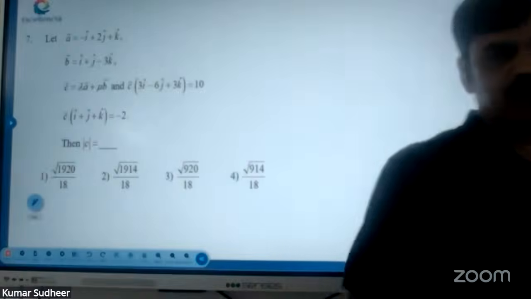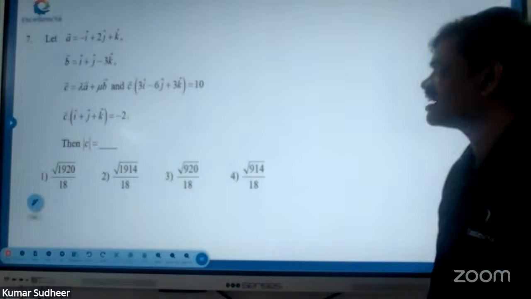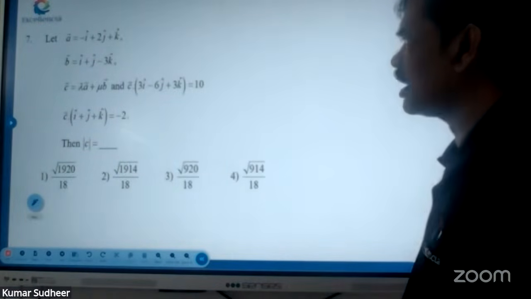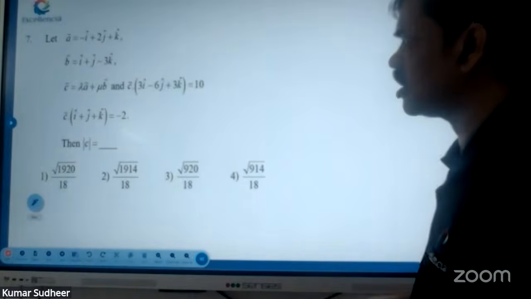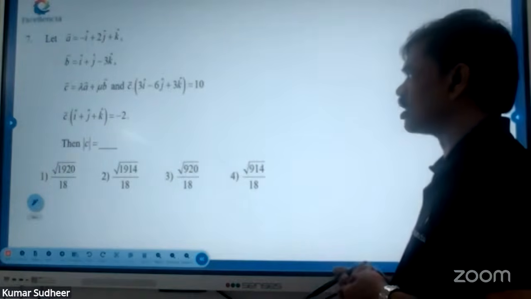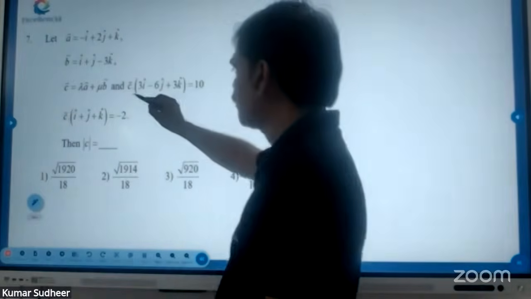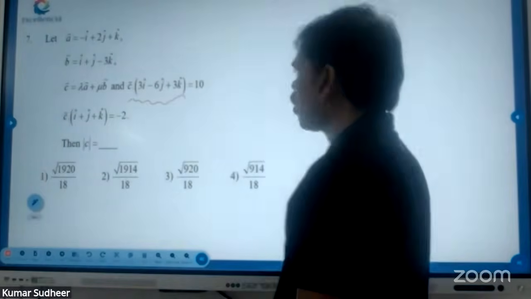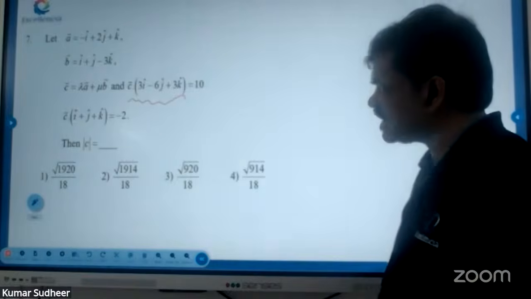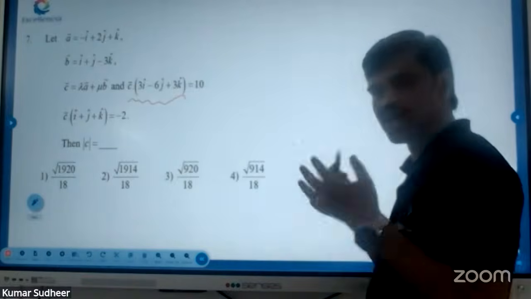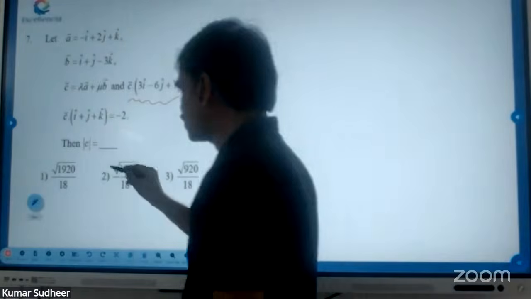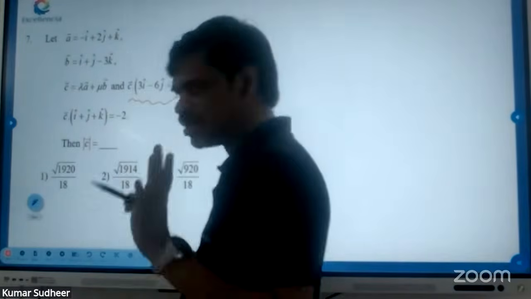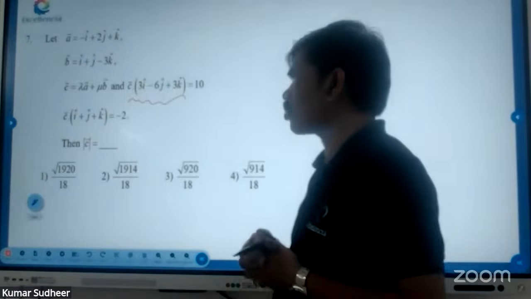Next question is from vector algebra. So what is given? A bar equal to minus i plus 2j plus k, b bar equal to i plus j minus 3k, c bar equal to lambda a bar plus mu b bar. And given that c dot another vector equal to 10, c dot another vector equal to minus 2, then they are asking what is the length of the vector, mod c bar. So it is just a calculation since it is a product of vector dot product.